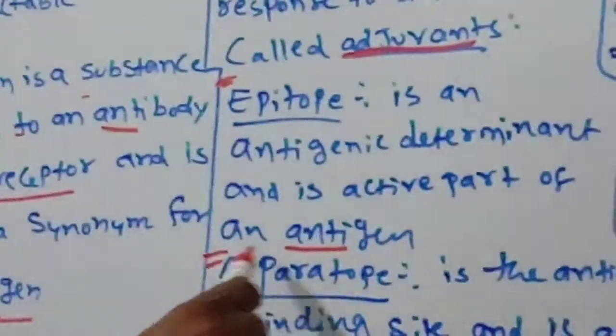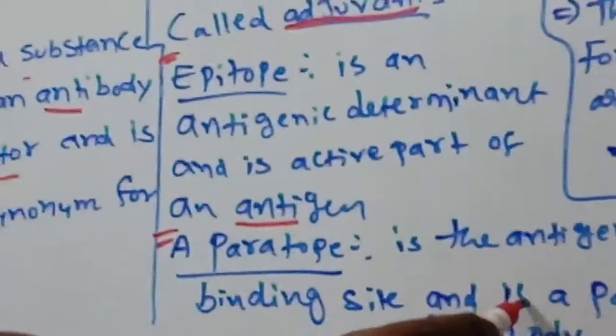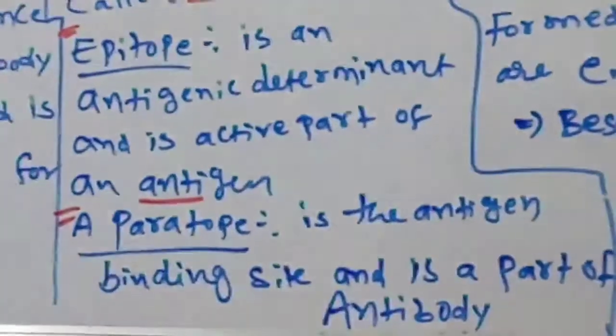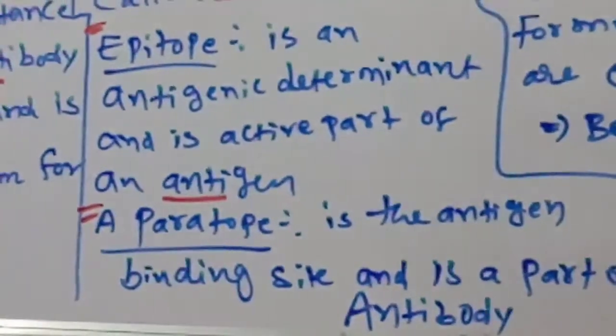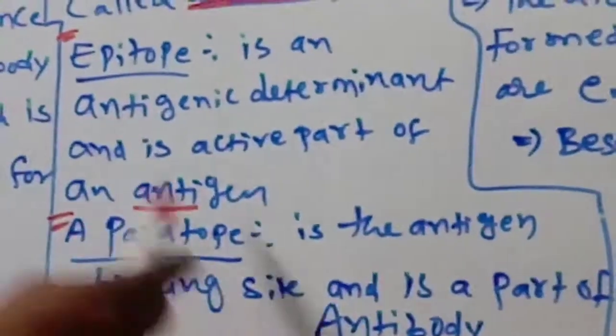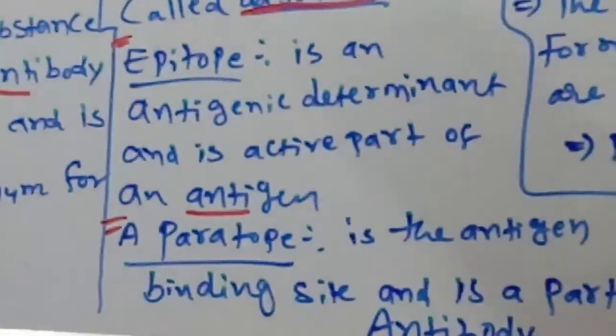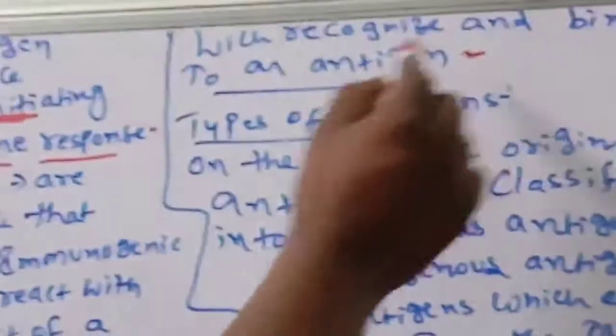A paratope is the antigen binding site where the antigen binds to the antibody. It is the part of the antibody which recognizes and binds to the antigen.